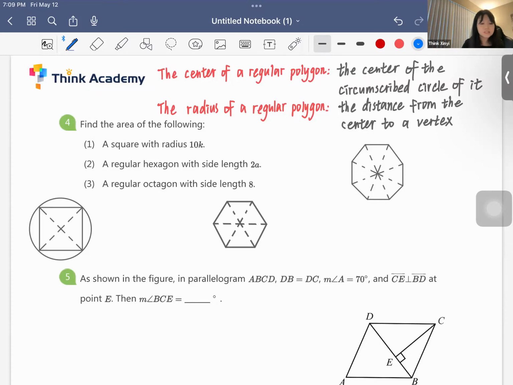So regular polygons: a regular polygon is a polygon that is equiangular and equilateral. That's why for the first part of this question, it gives us the radius. Let's see these three one by one.